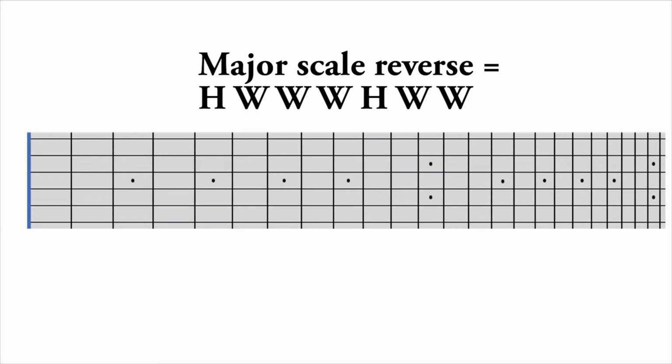So starting on the G string, we're going to go backwards. We go a half step from the G, and that takes us back to F sharp. From the F sharp, we go a whole step back, and that takes us to E. From that E note, we go a whole step back, and that takes us to D. From the D note, we go another whole step back, and that takes us to C. And from C, we go a half step back, which takes us to B.